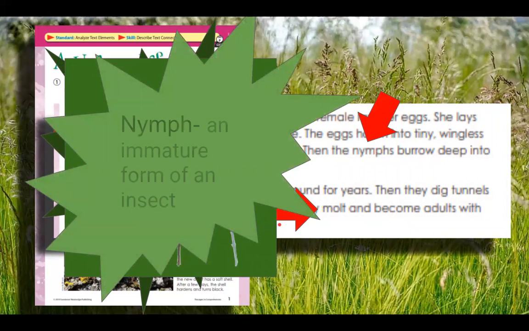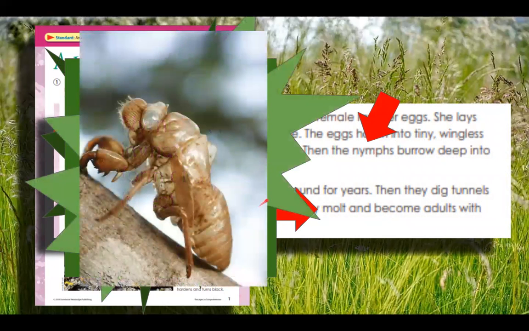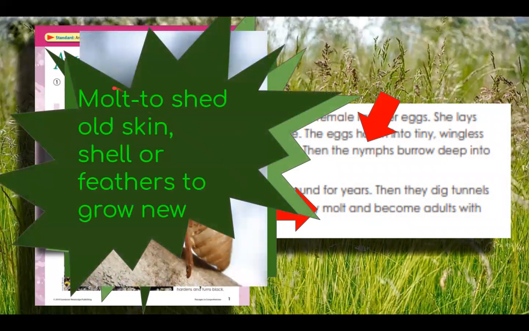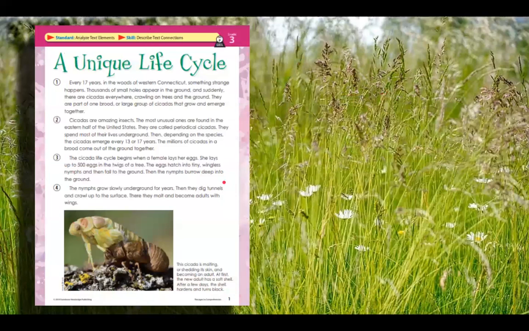Our other word was nymph, which is an immature form of an insect. Immature means not fully grown, not an adult. And there's a close-up of a nymph. And then we also have the vocabulary word molt. That means to shed old skin or a shell or feathers to grow a new one.